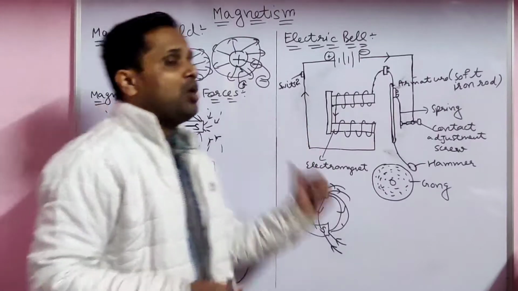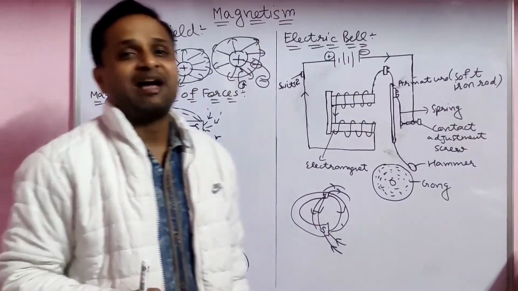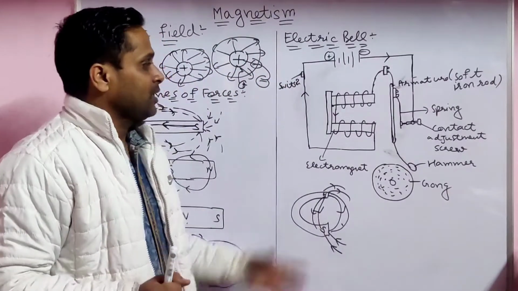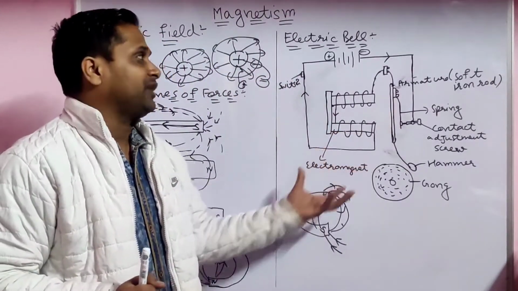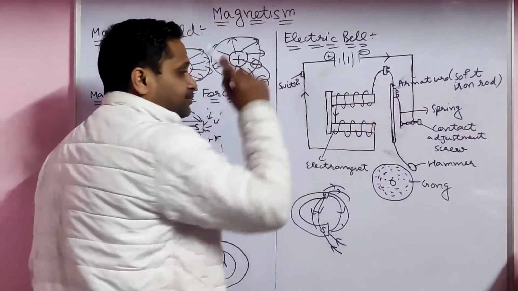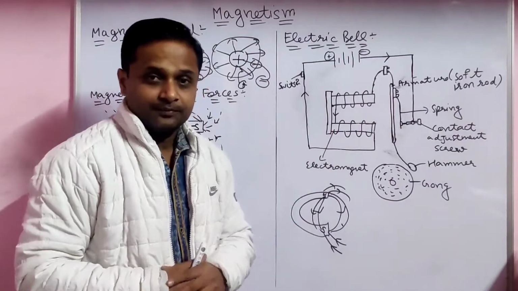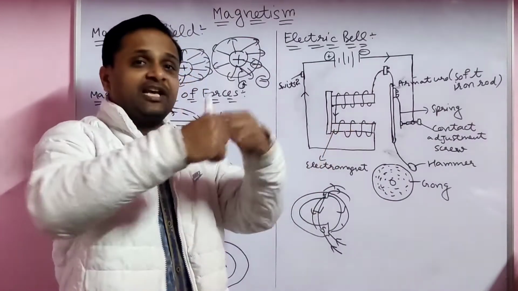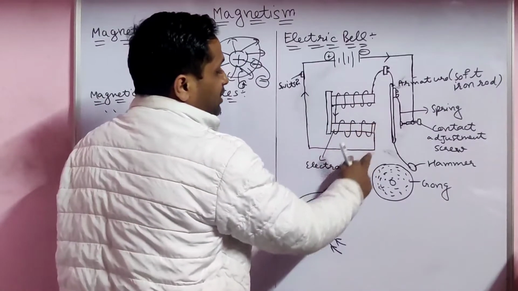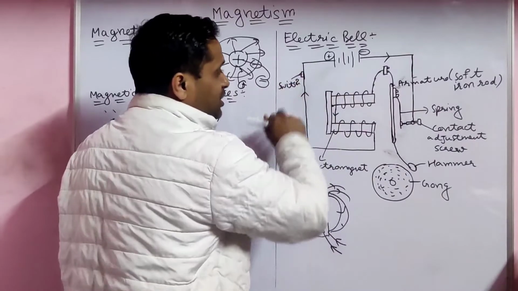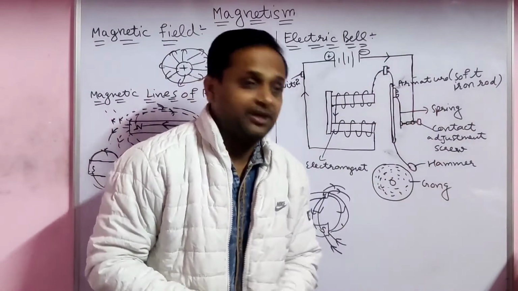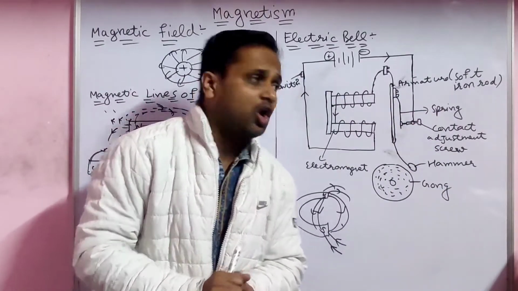Now our next topic, the last topic of this chapter, is the electric bell. First of all, we have to see the construction of the electric bell. See here, a U-shaped magnet is there. In the U-shaped magnet, a coiling of copper wire is there. One end of this is connected with the switch, and the second one is with the armature. Armature is a soft iron rod.